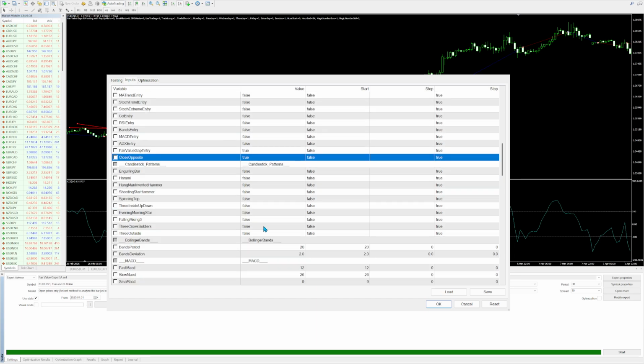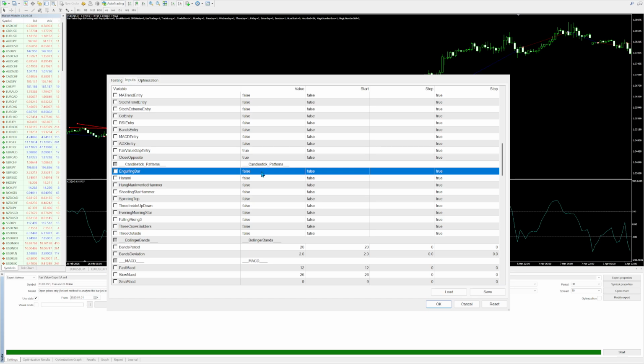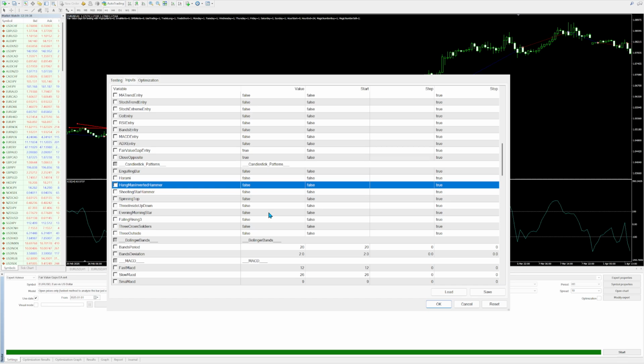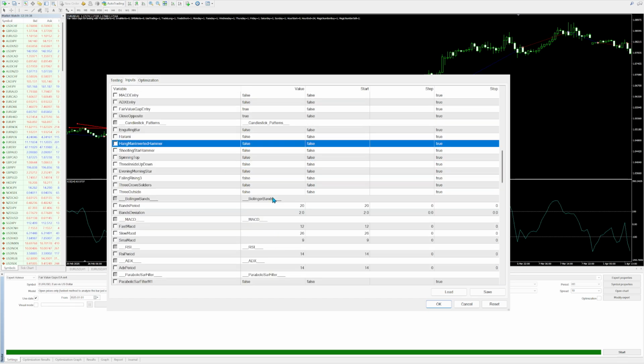Okay, candlestick patterns. If these are set to true, then there must be a candlestick pattern for timing the entry. So you've got various patterns there. I do have videos on all of these patterns, as well as many others. Perhaps you want these to trigger the entry just for further confirmation. So that option is there for you as well.